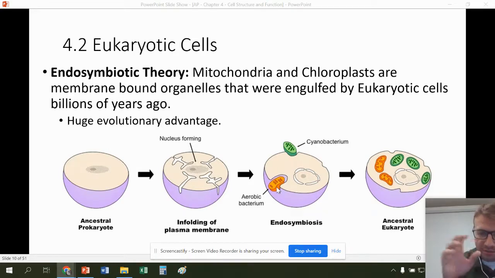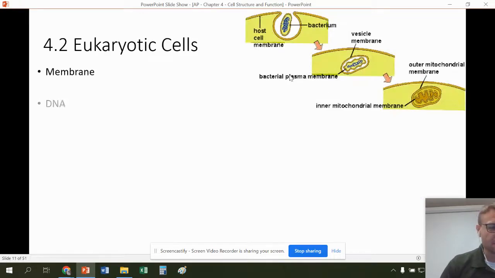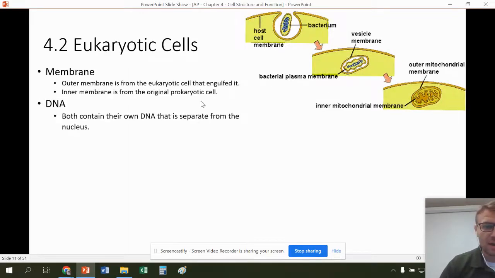So these membrane-bound organelles were once free living organisms that eukaryotes took in billions of years ago. And you're like, what's the evidence for that? Let's go over the evidence. First, they have their own membrane. They have a double membrane, actually.